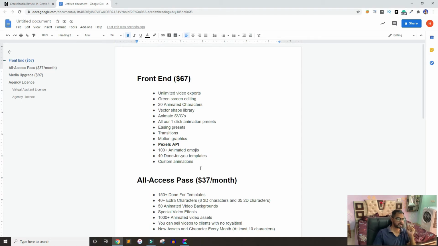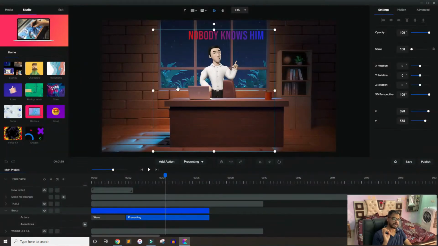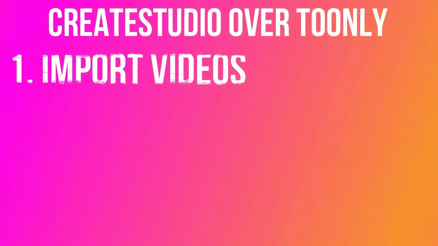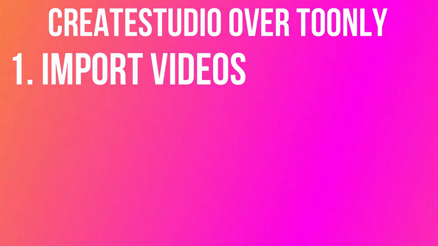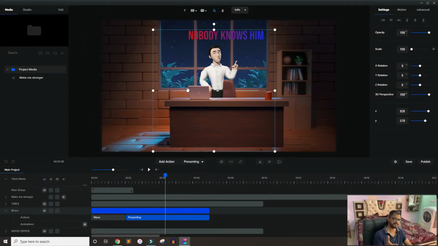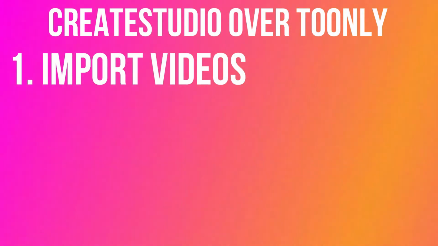Now I want to talk about its alternatives. I think the biggest alternative, if you compare price, is Toonly. I have created a separate video where obviously Create Studio is the winner, but I want to provide a summary in this video of why Create Studio is better. In Create Studio you can import your own videos and edit them. Toonly doesn't allow you to import your own videos. Its design and character design are really better than Toonly.